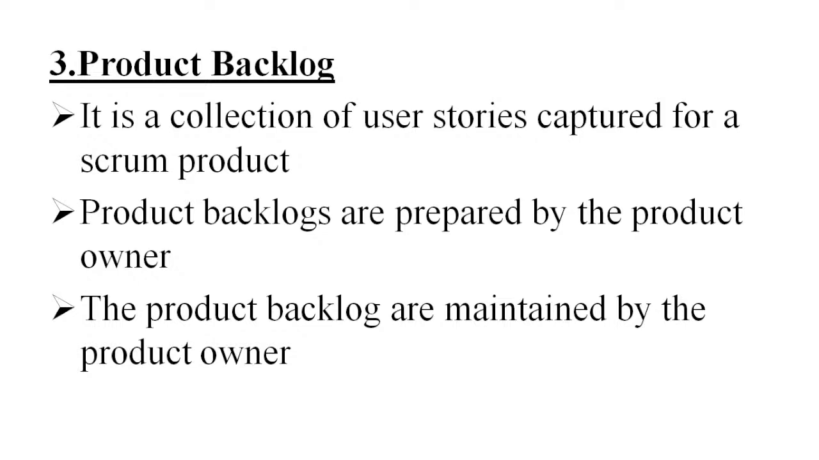So product backlog means the collection of user stories captured for a Scrum product. Product backlogs are mainly created by the product owner. A single user story has acceptance criteria, which is a detailed explanation of the user story. A collection of user stories means an application contains n number of user stories. While collecting the entire set of user stories, they are dumped in a particular area, which is named the product backlog.